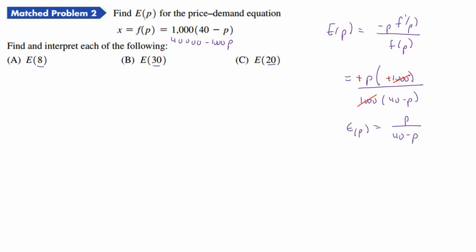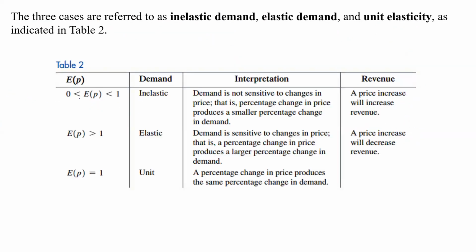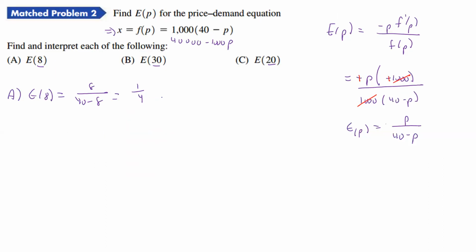That's just for this example. There are going to be all kinds of different equations we could have, but this is this example. For A, we want E of 8. So that's going to be 8 over 40 minus 8. 8 divided by 32 is 1/4. If we go back to our chart, that's inelastic demand.